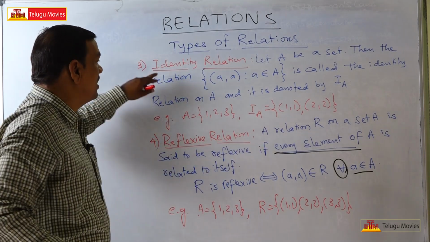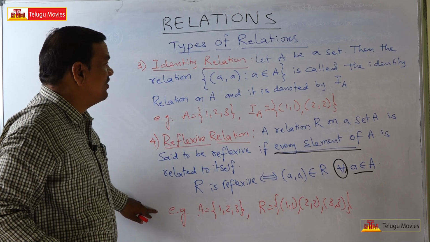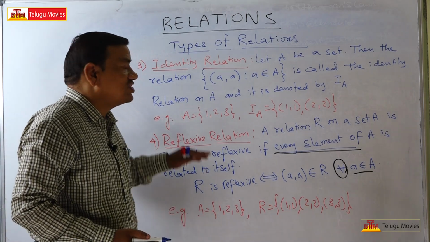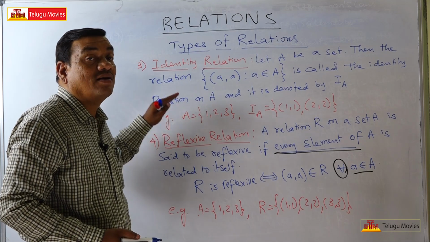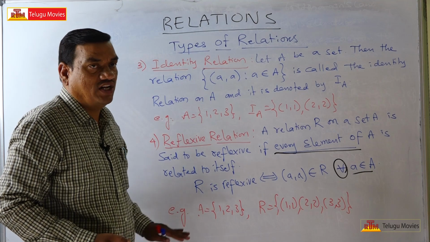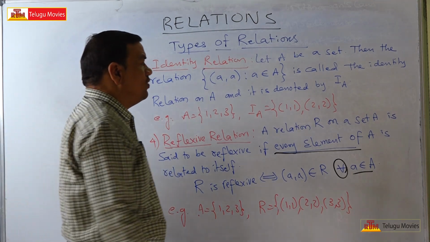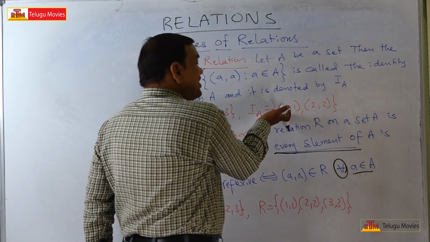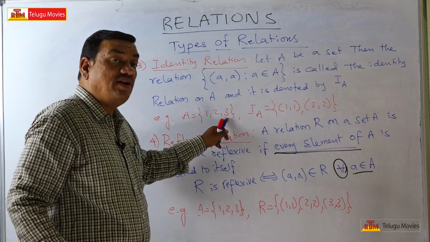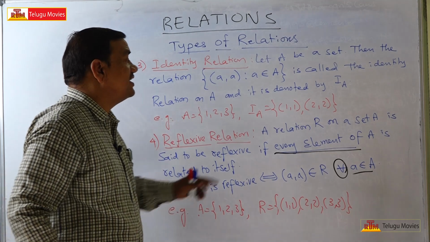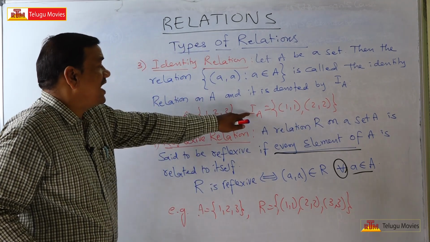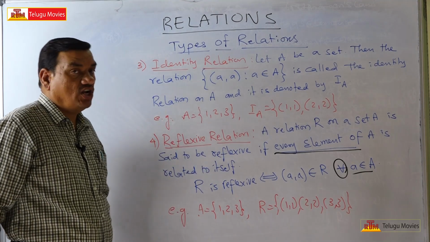Understand the difference between the identity relation and the reflexive relation. From this we can say that all reflexive relations are identity relations, but all identity relations need not be reflexive relations. For example, this is an identity relation, but it is not a reflexive relation. Why? Because the element 3 belongs to A, but it does not belong to the relation. That's why it is simply an identity relation, but not a reflexive relation.